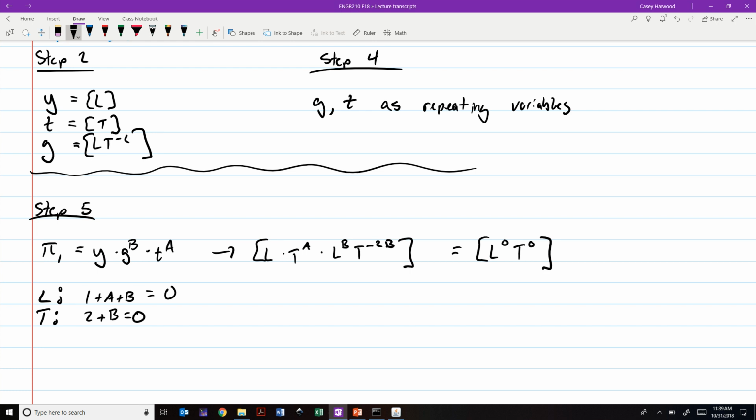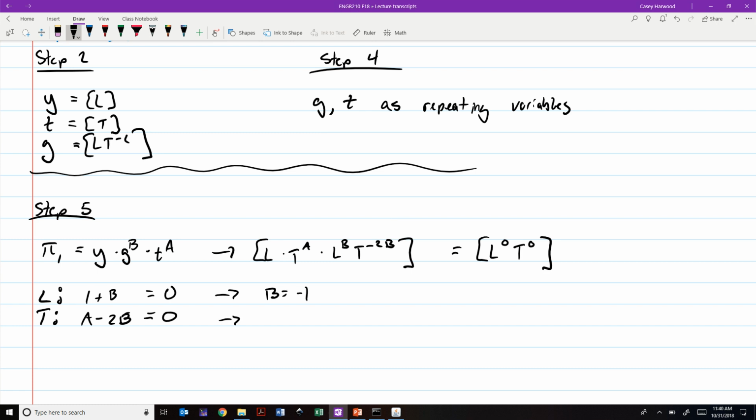Let me make sure I've got this right now. Length. Nope. Length. I just want 1 plus a. And time. I want a minus 2b. Okay. Set now. And so what we should get out of this then is that b is equal to -1.